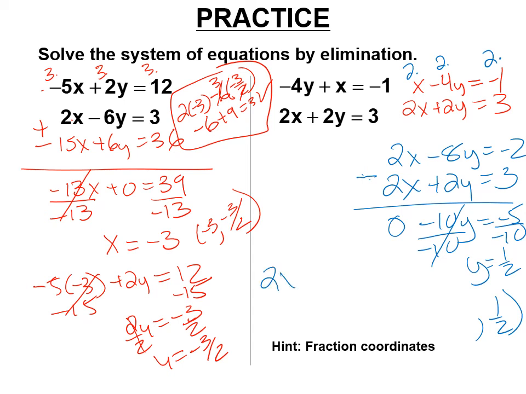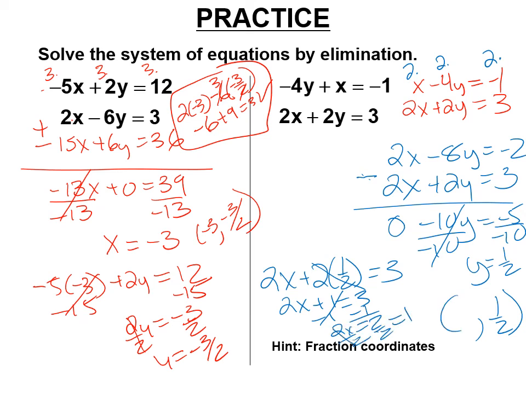Then we're going to put it in the bottom. Oh, that's not so bad because those cancel and become 1. 2x plus 1 equals 3. Subtract 1 from both sides. 2x equals 2. Divide by 2. And x equals 1.